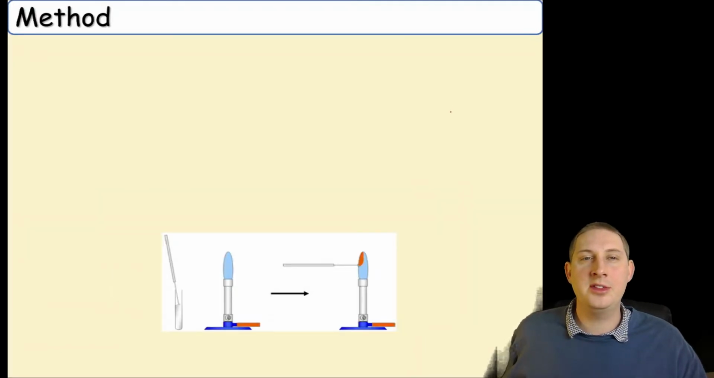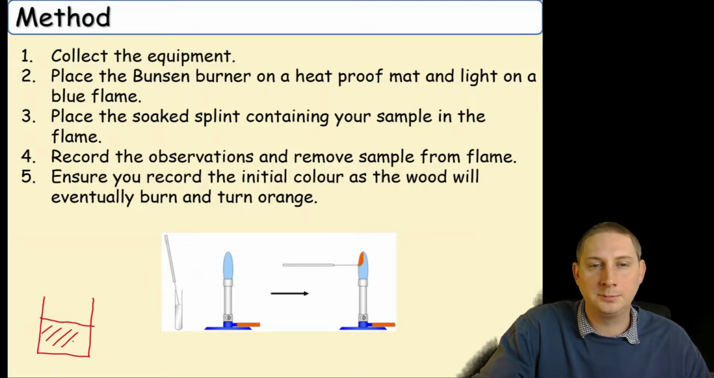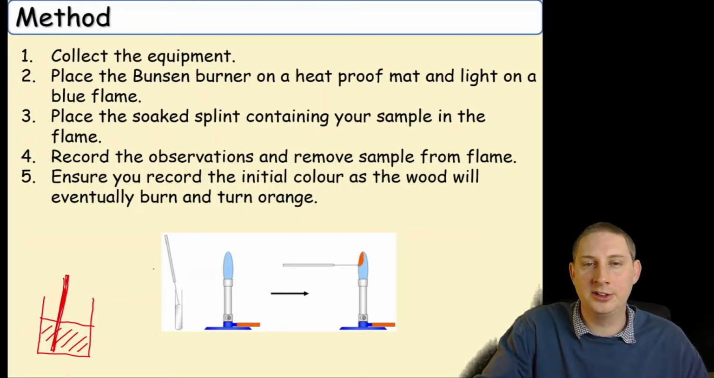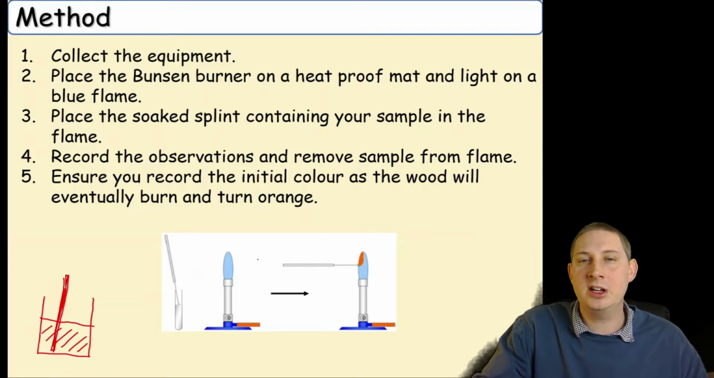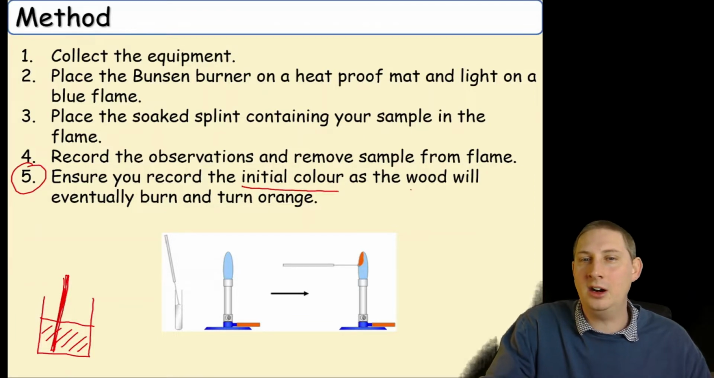How do we do it? Well, the method that we used was we had samples of different salt solutions, and we soaked splints, wooden splints, the sort that you would use to light your Bunsen. We soaked these splints in the salt solutions, and then we held them in the flame at the end. And we recorded our observations. Now, number 5 is really important. Ensure you record the initial colour, because after a few seconds the wood will start burning. This burns with a bright yellow flame.